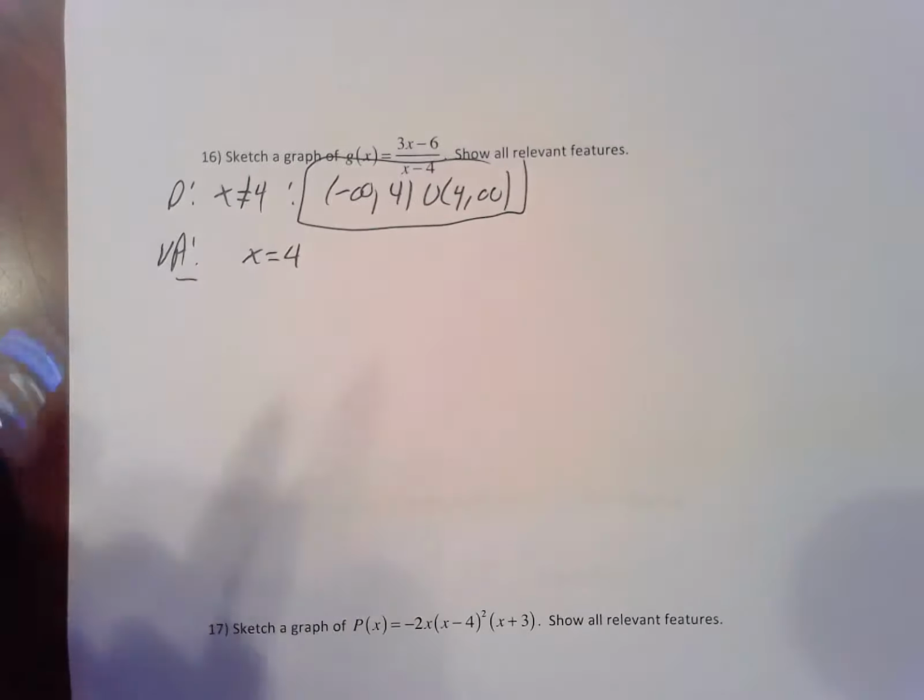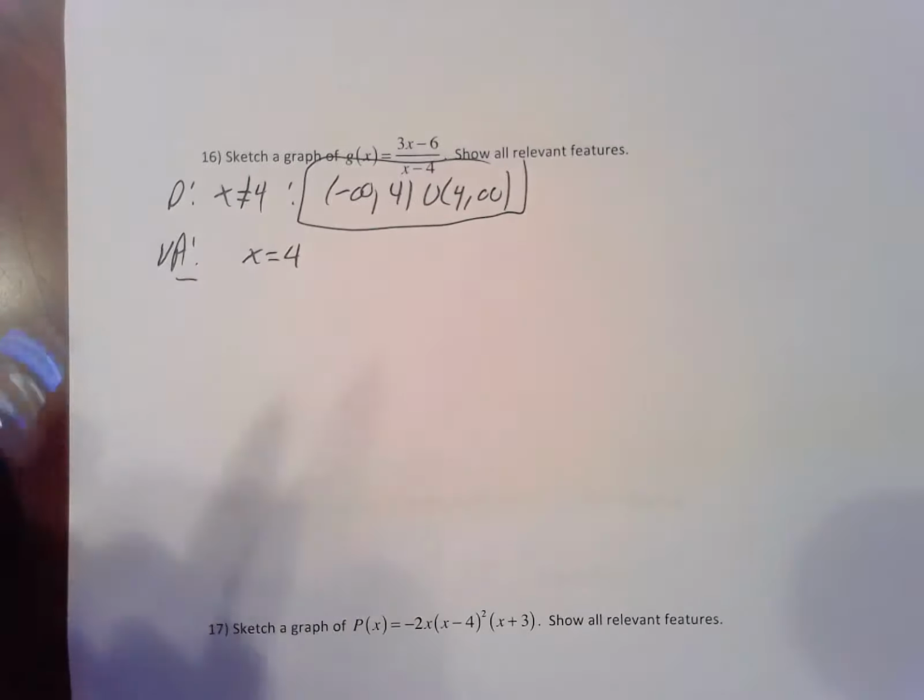Horizontal asymptote. Degree of the top is 1. Degree of the bottom is 1. Ratio of leading coefficients. Y equals 3 over 1, which is just 3. Let's put that stuff on the graph. Here's my vertical asymptote, x equals 4. My horizontal asymptote, y equals 3.